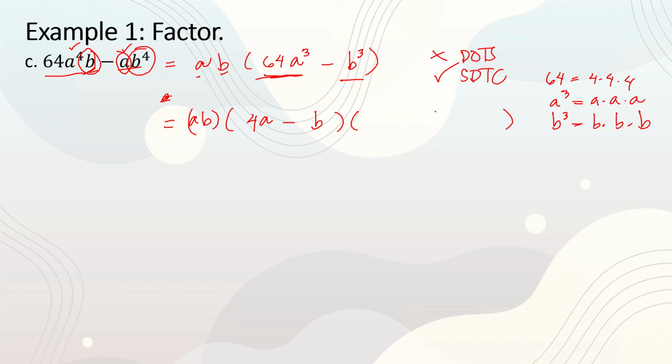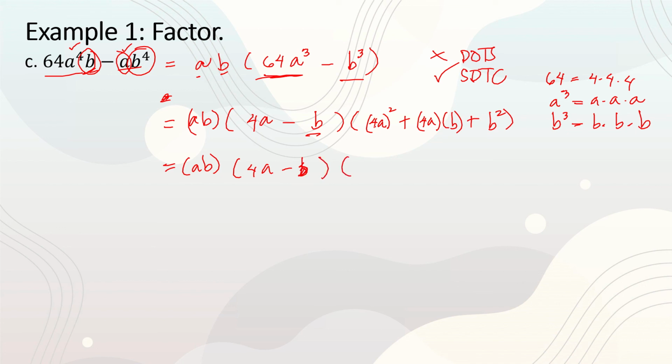Now, for the trinomial, all you need to do is to get the square of the first term. This is a minus. It must be the opposite. Get the product of the first and the second term. So 4a times b. Always a plus. Then get the square of the last term, or the second term in it. Then simplify. So that would be ab times the quantity of 4a minus b.